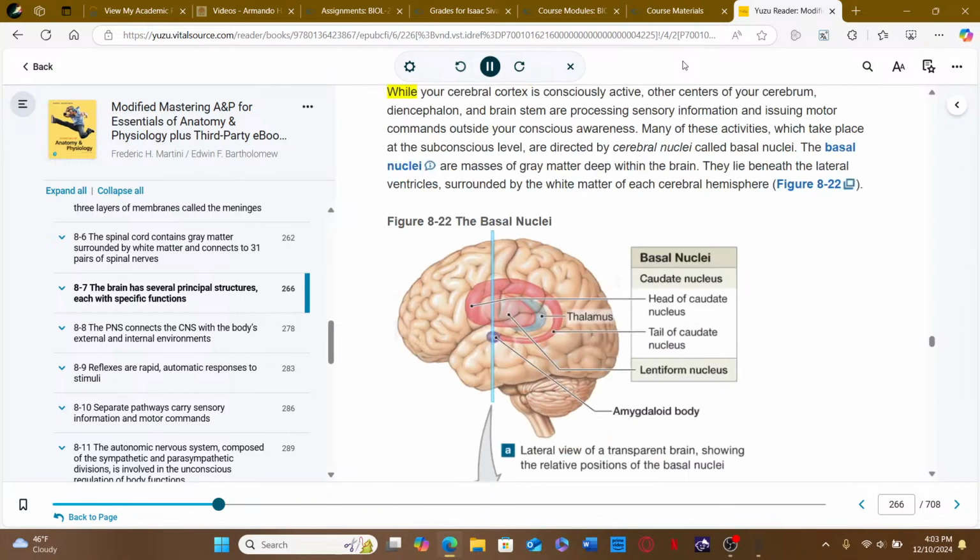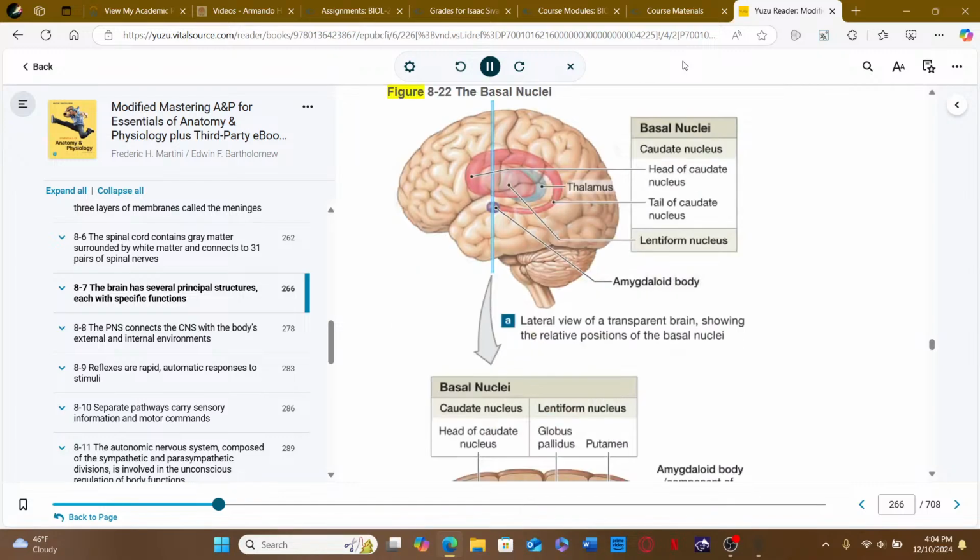The basal nuclei. While your cerebral cortex is consciously active, other centers of your cerebrum, diencephalon, and brainstem are processing sensory information and issuing motor commands outside your conscious awareness. Many of these activities, which take place at the subconscious level, are directed by cerebral nuclei called basal nuclei. The basal nuclei are masses of gray matter deep within the brain. They lie beneath the lateral ventricles, surrounded by the white matter of each cerebral hemisphere.